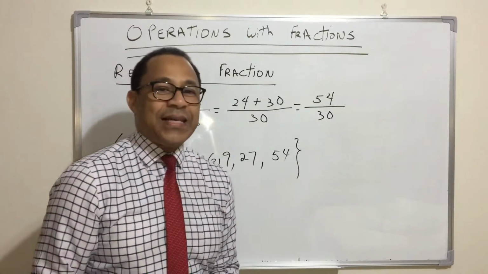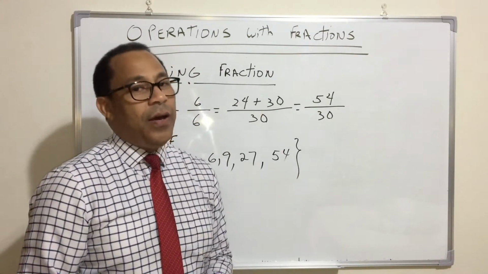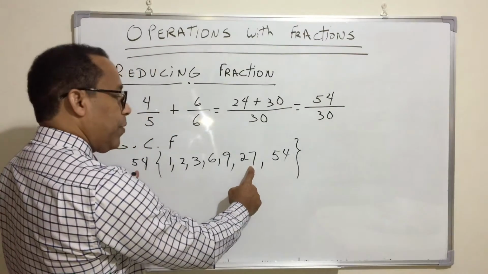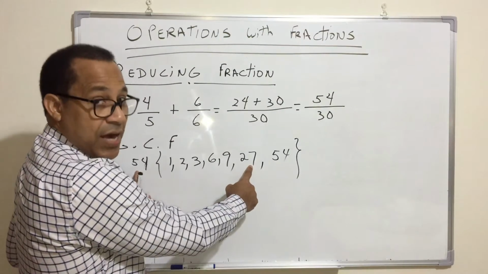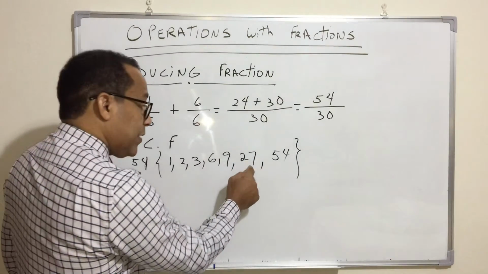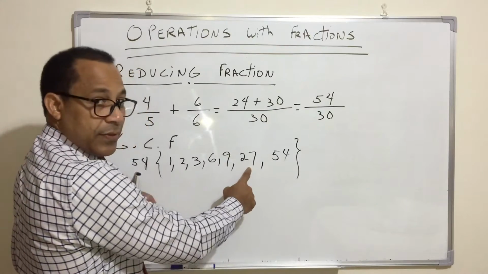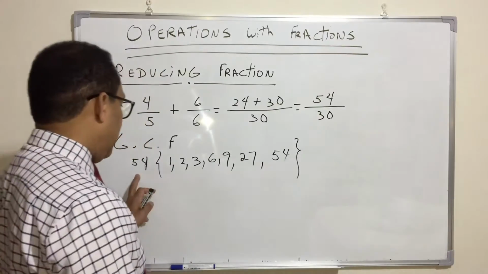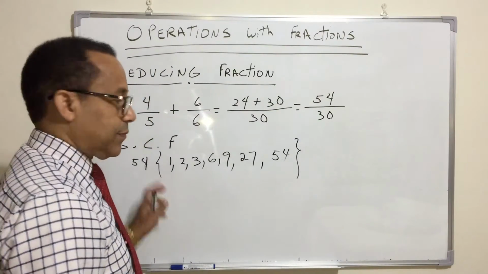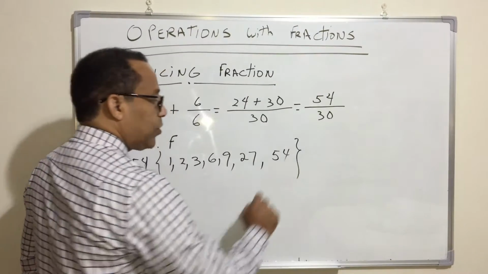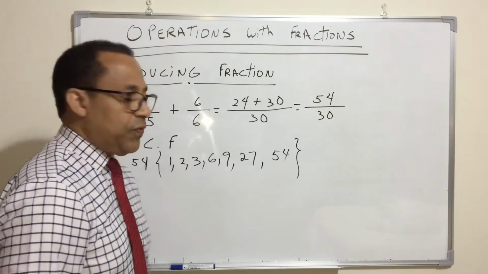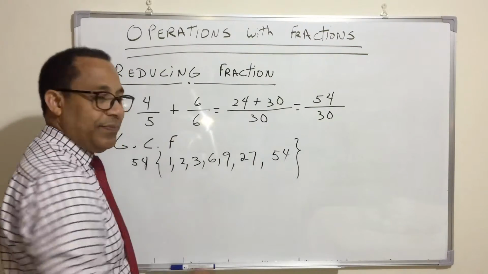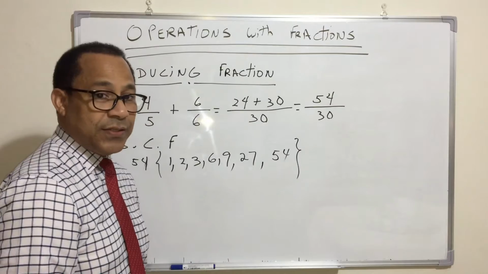How do I know the last factor is 54? Because when you get to half of the number, 27 is half of 54, once you get half of the number, there's no other factor but the same number. These are all the factors for the number 54. And yes, we need to find them all in order so we don't get lost.